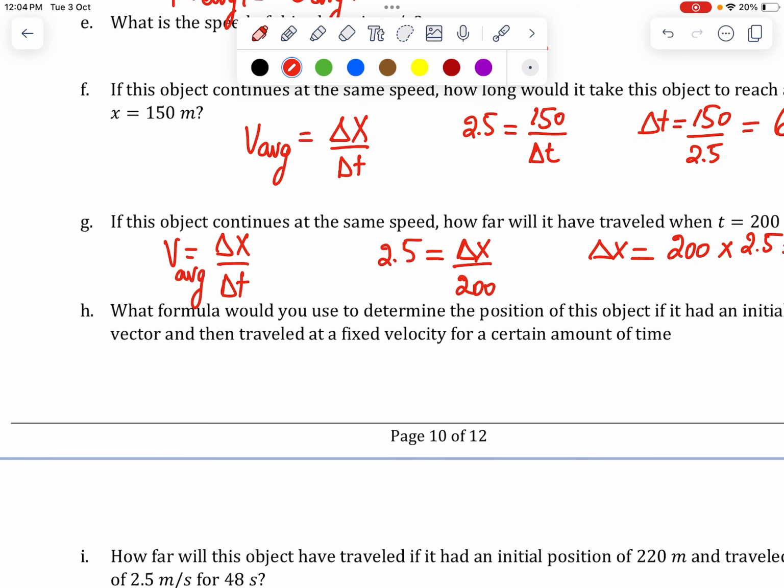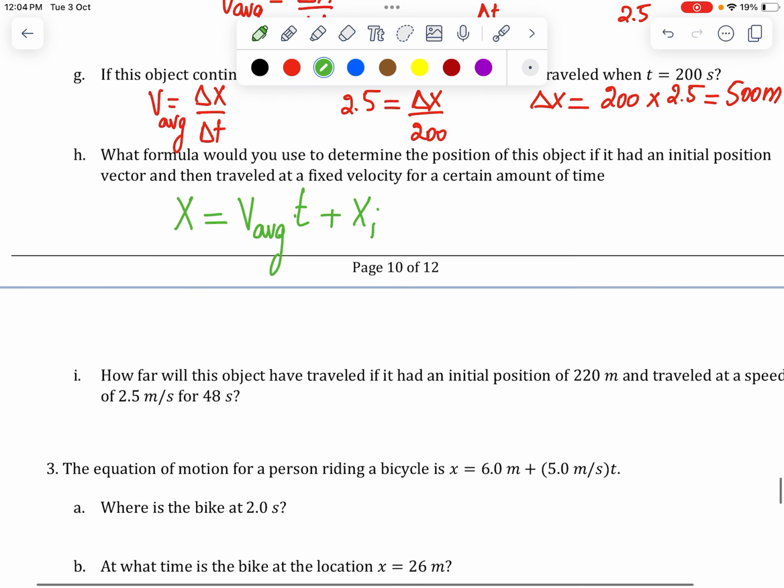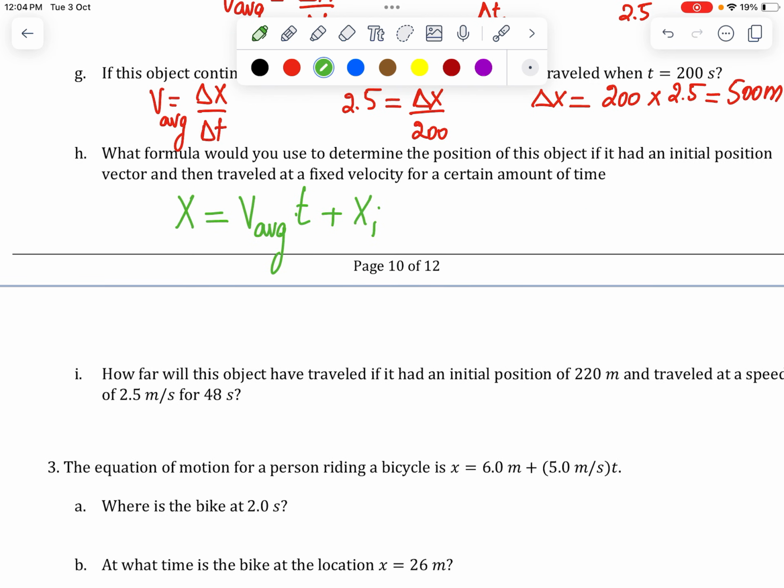Lastly, what formula would you use to determine the position of this object if it had an initial position vector and then traveled at a fixed velocity for a certain amount of time? So the equation of motion is x at any time equals the average velocity times the time plus the initial position.